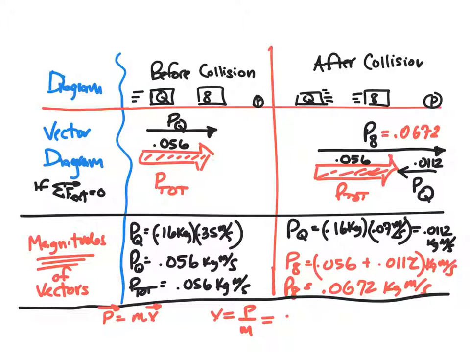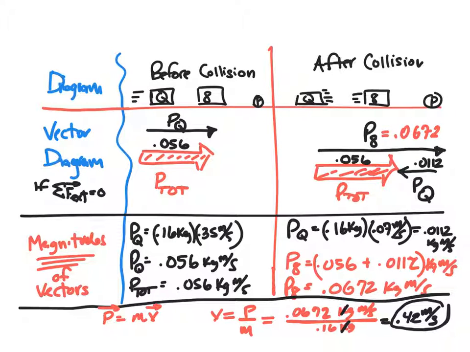And the momentum was 0.0672 kilograms meters per second divided by the mass, which is 0.16 kilograms. You'll notice that the kilograms cancels, divides into itself to make 1. And this will give you 0.0672 divided by 0.16, which is 0.42 meters per second. So that's the speed that the 8 ball flies into the pocket to the right. And we already knew it was going to be to the right because the momentum of the 8 ball is to the right and the velocity must be in the same direction.